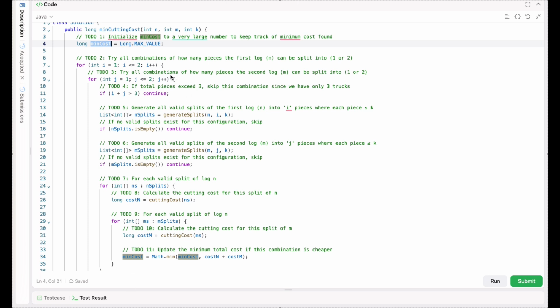Why are we checking the possible pieces for m and n? Because both m and n are given. So we have to check the possible number of pieces for m and n. These possible pieces can be 1 or 2. So we'll go through all the possible pieces and return the result.